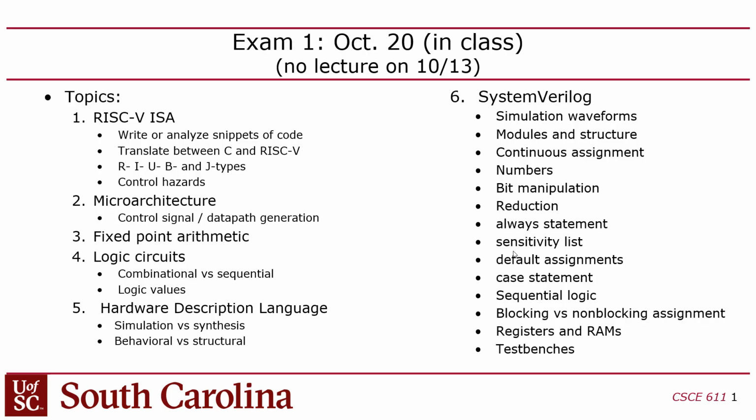And then there's the sensitivity list that's attached to that. The always comb doesn't have an explicit sensitivity list, but it has an implicit sensitivity list, whereby any of the signals that are treated as inputs in there are part of the sensitivity list, right? But basically, the sensitivity list is what activates an always statement. If any of the signals in the sensitivity list change, the always statement triggers.